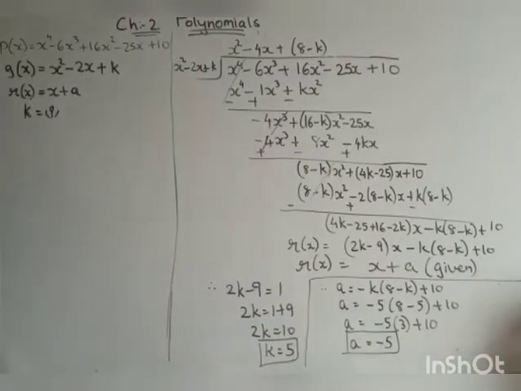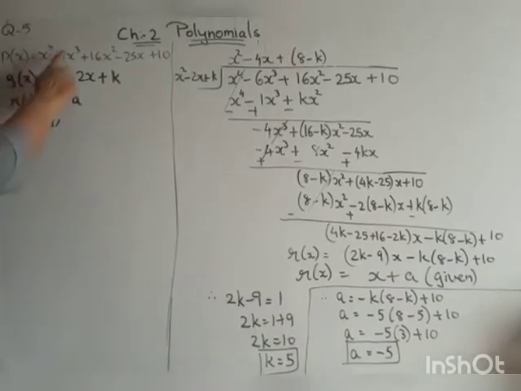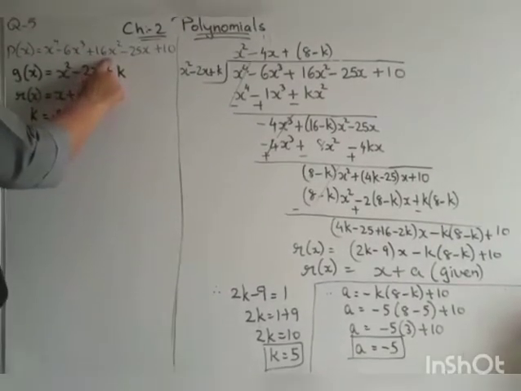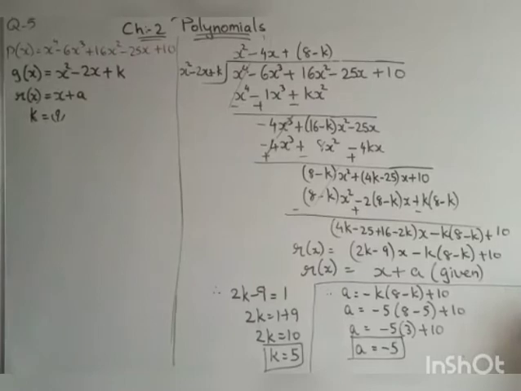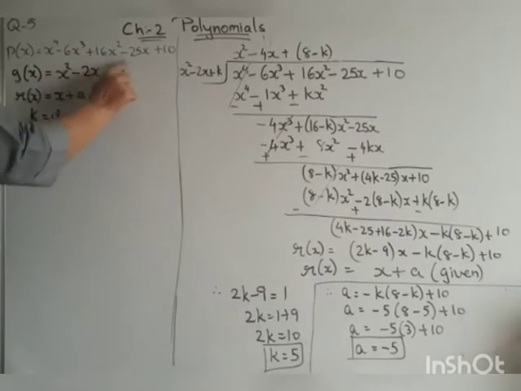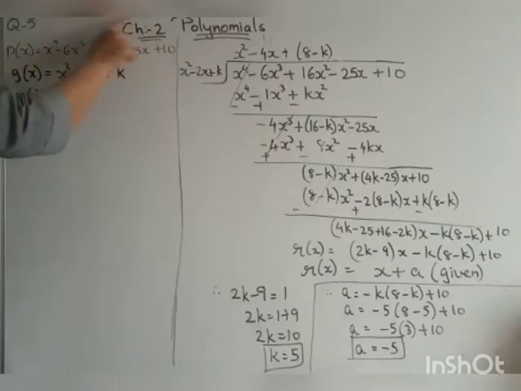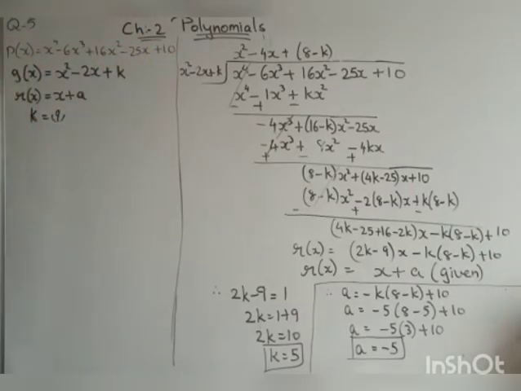Okay, now question number 5. Given that x raised to 4 minus 6x cube plus 16x square minus 25x plus 10 is divided by x square minus 2x plus k, that means this one is g of x and this one is p of x. Further it is given the remainder is x plus a, that means r of x is equal to x plus a. Find k. K we have to find out.